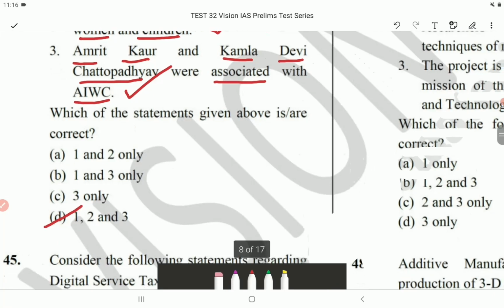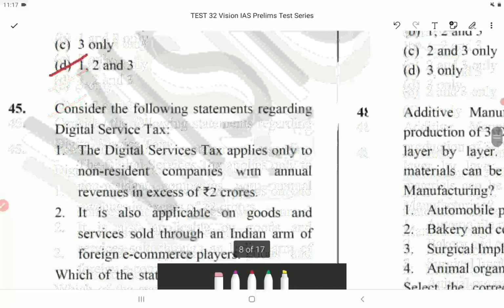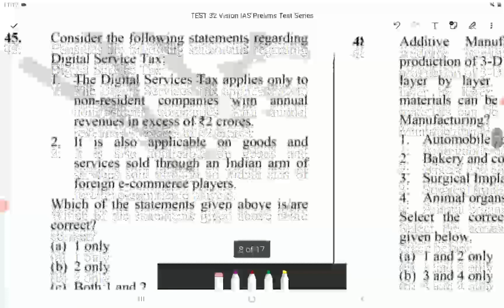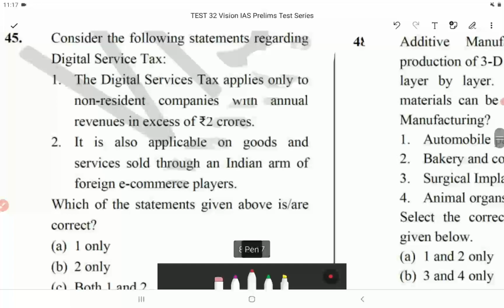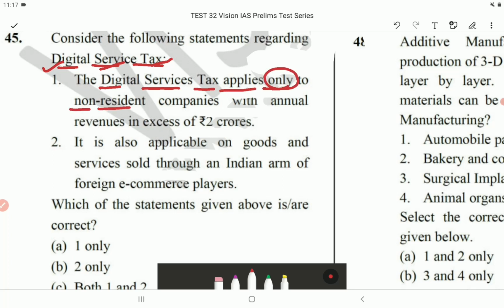Now let's come to question number 45. Consider the following statements regarding digital service tax. So digital service tax. Statement 1. The digital services tax applies only to non-resident companies with annual revenues in excess of 2 crores. This is correct.